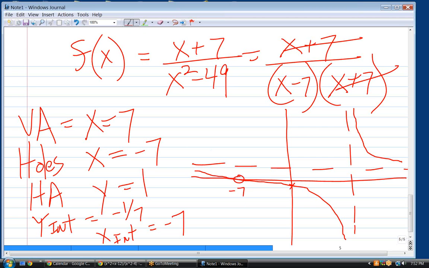And that fits everything. Doesn't cross the horizontal asymptote, crosses the y-axis in the right spot, crosses the x-axis, but it never is on the x-axis because of that hole. Okay?